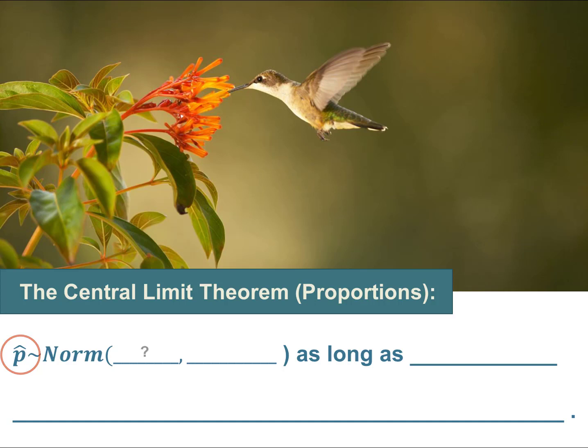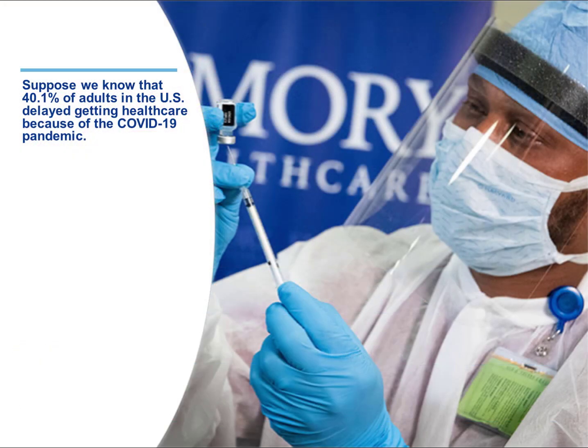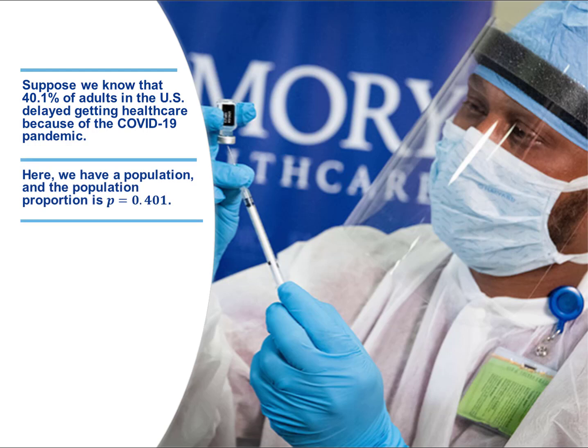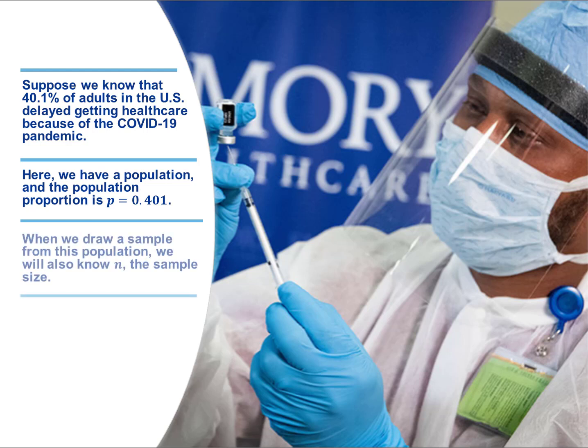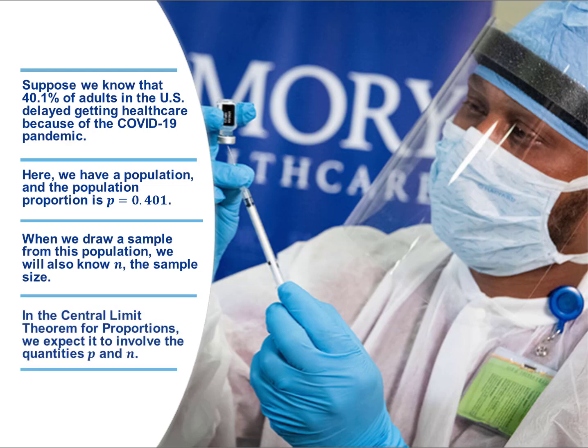So the questions are, what should we put down as the mean? What should we put down as the standard deviation? What are the conditions that have to be met? Here we're going to assume that we have a population where we know the population proportion. For example, maybe we know that 40.1% of adults in the US delayed getting health care because of the COVID-19 pandemic. In this case, the population proportion is p equals 0.401. When we draw a sample, we will also know n, the sample size. So in the central limit theorem for proportions, we expect for it to involve the quantities n and p.